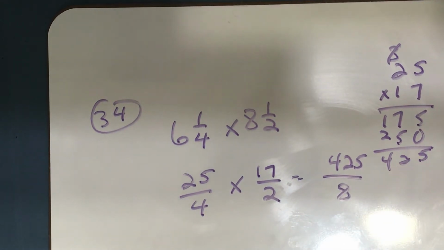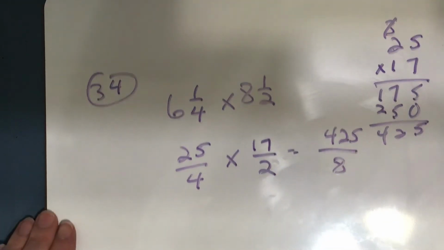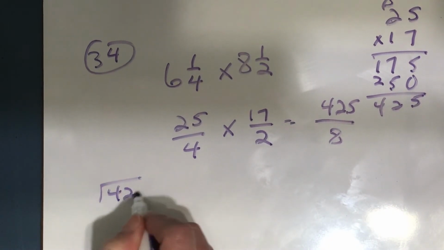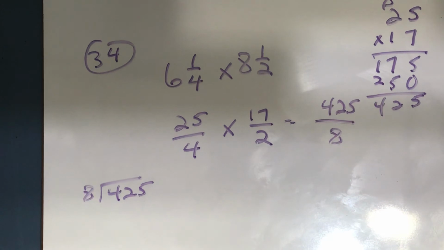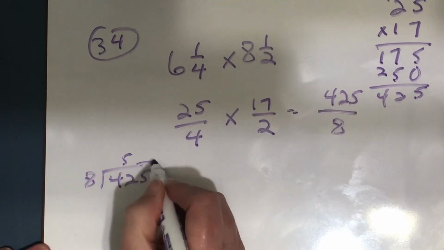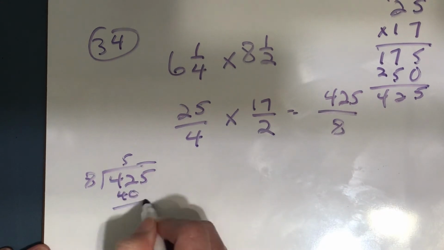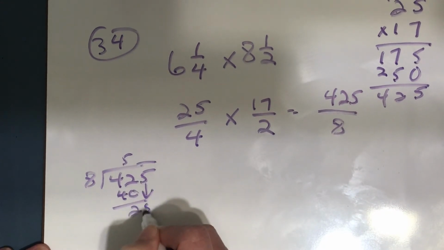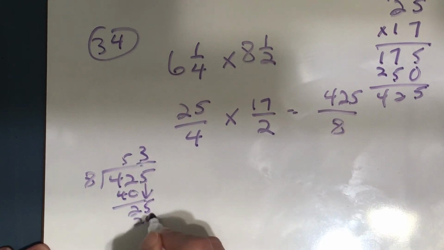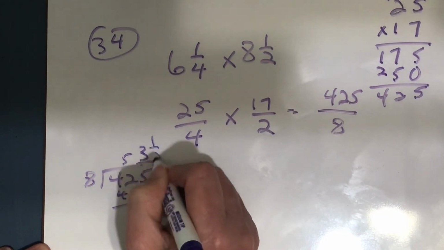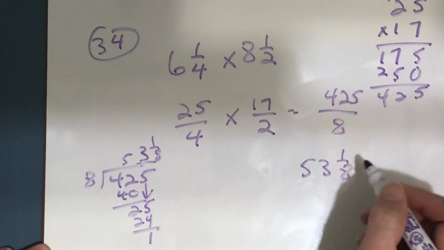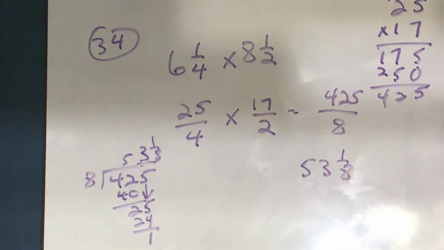Now I need to divide. 425 divided by 8. So I'll do that down here. 425 divided by 8. And I know that 8 goes into 42 5 times. And 5 times 8 is 40. Bring down my 5. 8 goes into 25 3 times. 3 times 8 is 24. So I have 1 left. So this equals 53 1/8. Because remember, we do not want to leave an improper fraction.